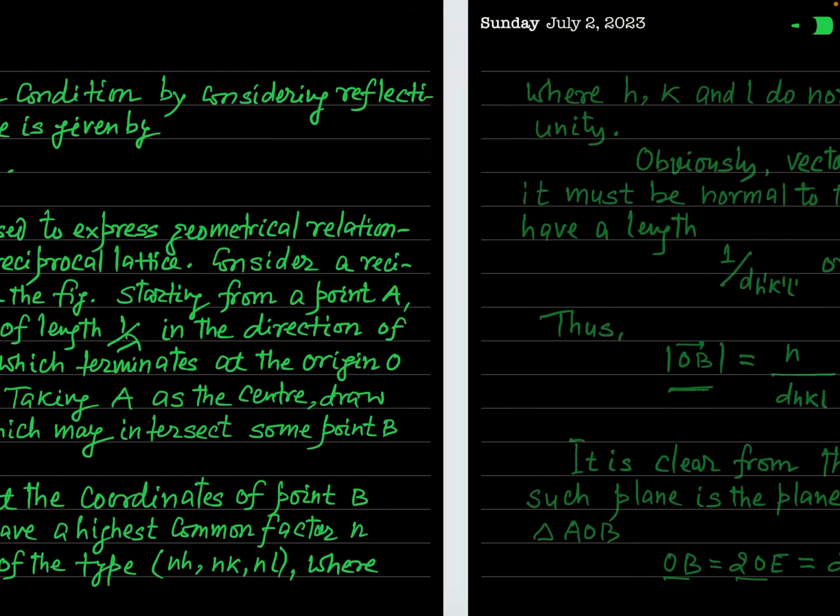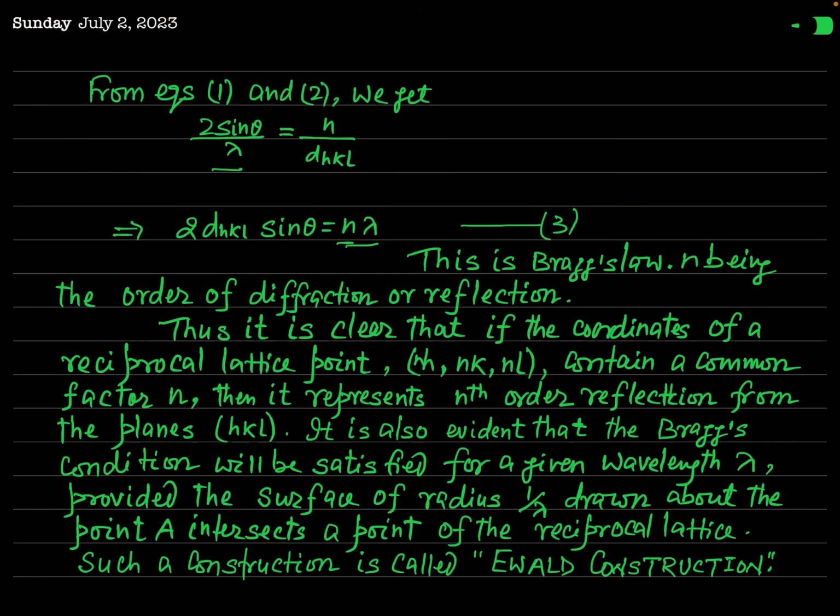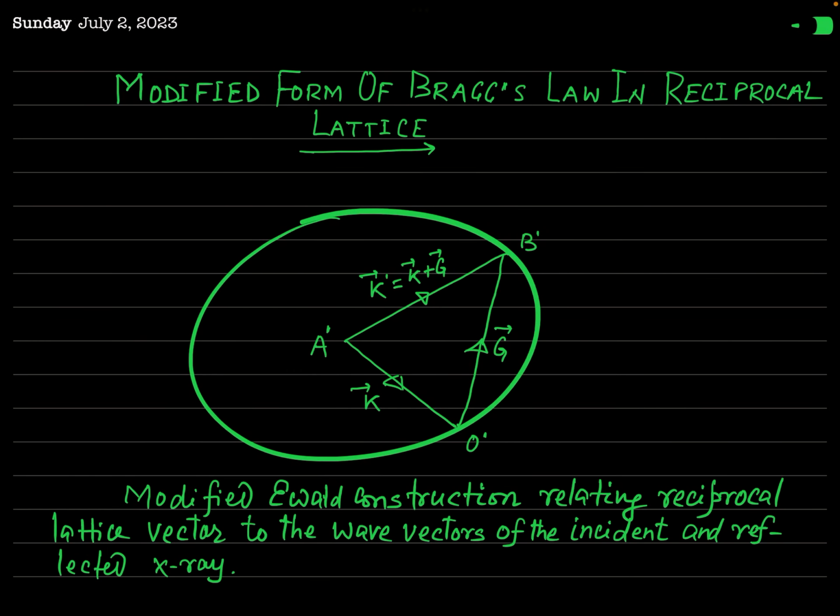Now we are going to see the vector form of Bragg's law, or you can say this is called the modified form of Bragg's law in reciprocal lattice space.